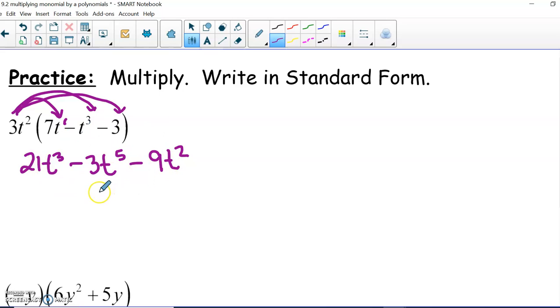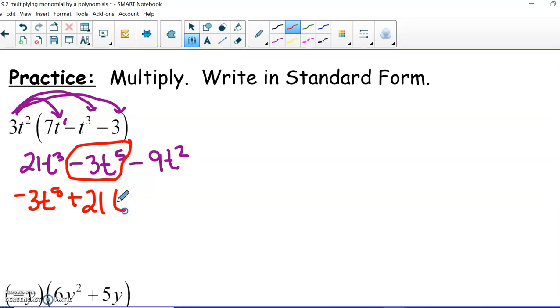One time before I circle this and say we're done, I just make sure it's in standard form. This t to the fifth has to be first. So remember, take that negative with it. So we're going to move that to the front of the line. So we're going to say negative 3t to the fifth, and then comes the third, it's positive, so we're going to say plus 21t to the third, and then finally our negative 9t squared.